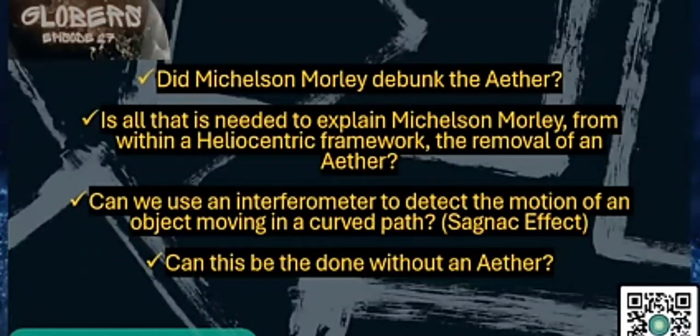I don't agree with that one too. But they had to remove the ether to save the heliocentric model. That's correct. So that's why it's yes. Well, no, but the question is specifically, is that all that's needed to explain Michelson-Morley? Because that's what people claim, right? They say, when they had to remove the ether to save the heliocentric model, that's all they had to do. But actually, that is not all they had to do, right?